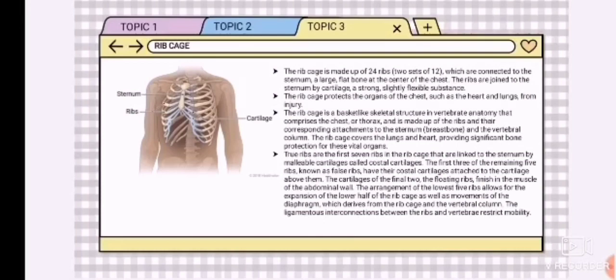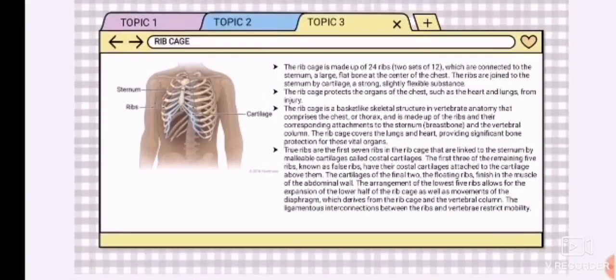The first 3 of the remaining 5 ribs, known as false ribs, have the costal cartilage attached to the cartilage above them. The cartilage of the final 2, the floating ribs, finish in the muscle of the abdominal wall.